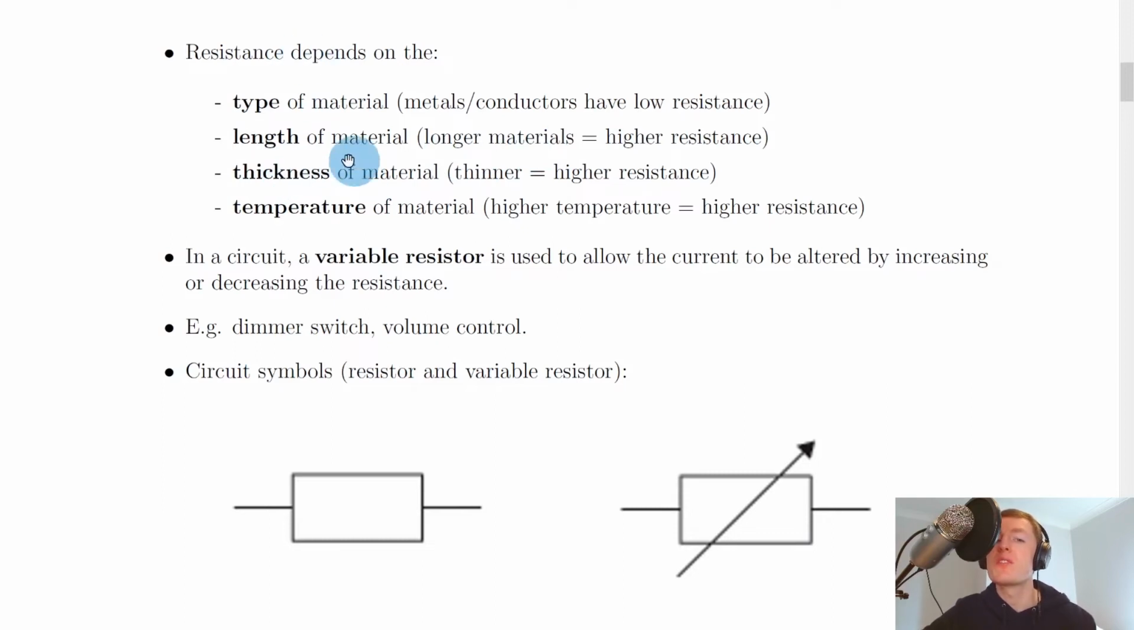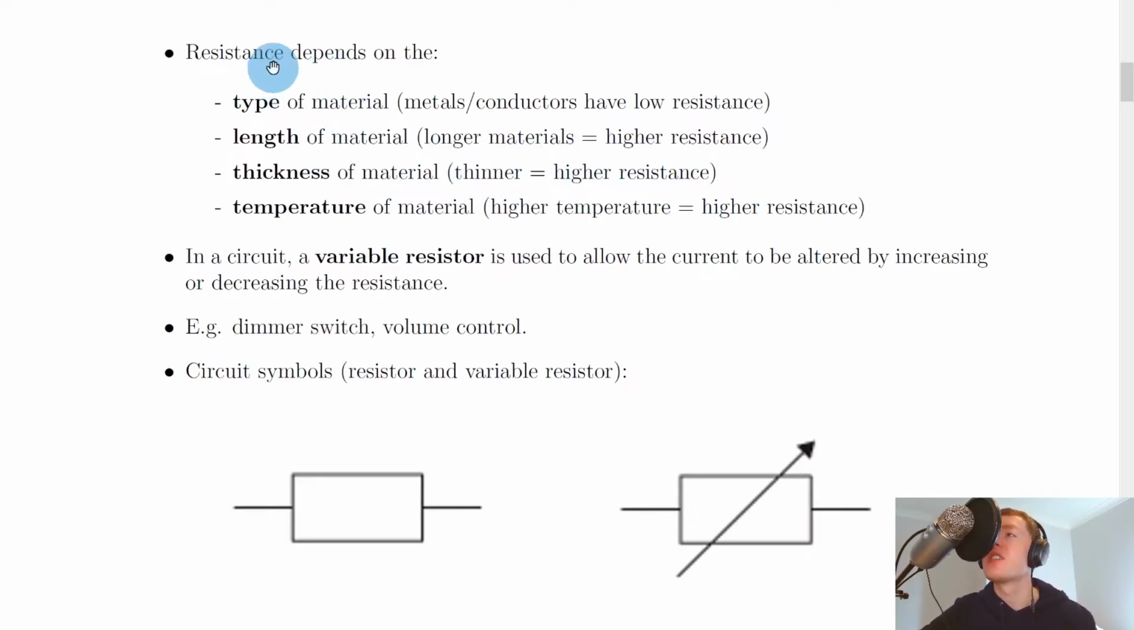Resistance also depends on the thickness of the material, where we say that a thinner material gives a higher resistance. And that's because if you imagine a thinner material having less space for the electrons to move through, that is going to cause more resistance for those electrons to try and move through the smaller space. So it must be a higher resistance. And that means a thicker material will have a lower resistance.